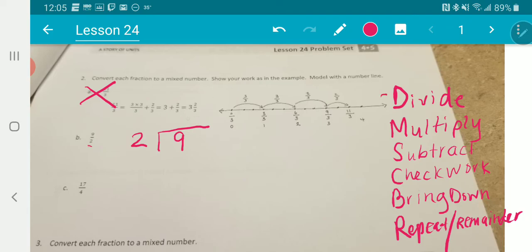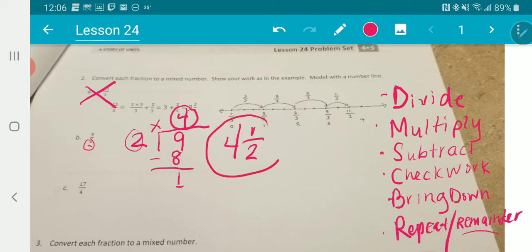Okay, so let's start with step 1, divide. 2 goes into 9 4 times without going over. Then we're going to multiply. 4 times 2 is 8. Then let's subtract those. We get 1. Check your work. Everything looks good. So bring down. Oh, there's nothing to bring down. Since we didn't bring anything down, that means that's my remainder. So now let's take our parts and make our mixed number. The number on top of our house becomes our whole number. Our remainder is our numerator, and our denominator stays the same, which is 2. So our answer here is 4 1/2.